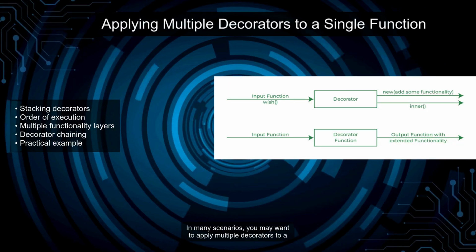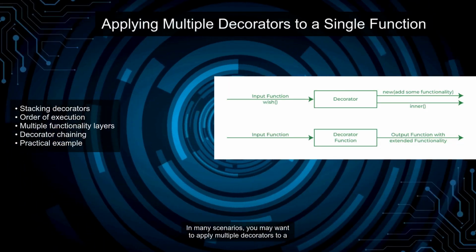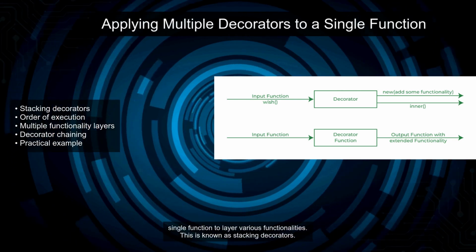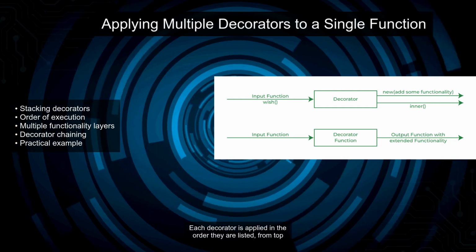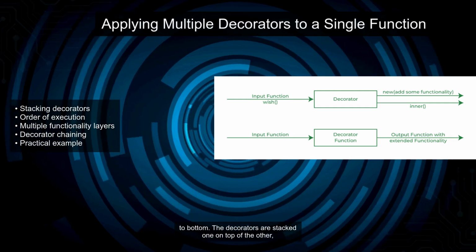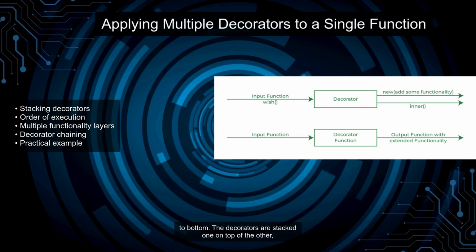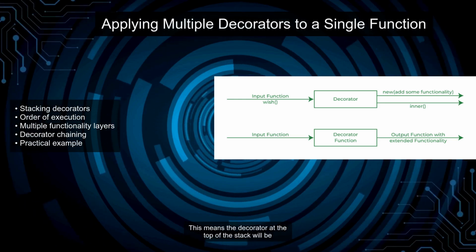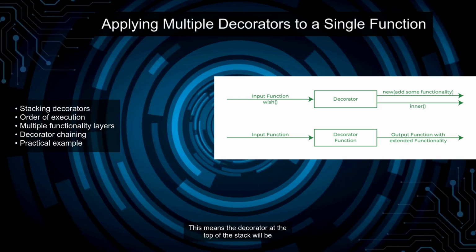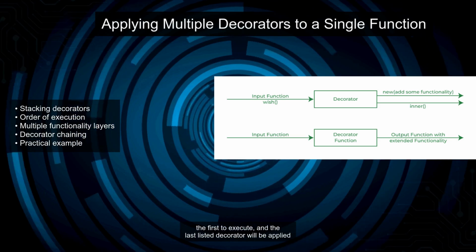By using this approach, you can effortlessly apply the same decorator to multiple functions, enhancing their behavior without altering their core code. In many scenarios, you may want to apply multiple decorators to a single function to layer various functionalities. This is known as stacking decorators. Each decorator is applied in the order they are listed, from top to bottom. The decorators are stacked one on top of the other, and they are executed in the order they appear in the code. This means the decorator at the top of the stack will be the first to execute, and the last listed decorator will be applied last.